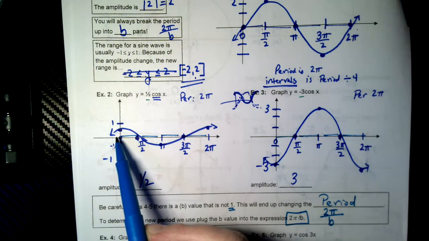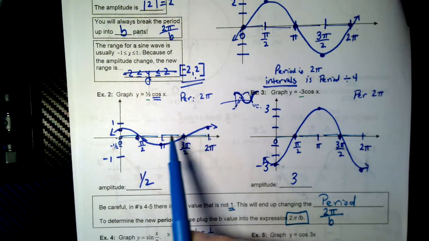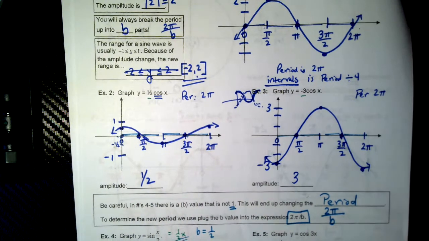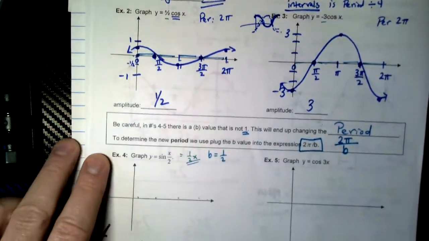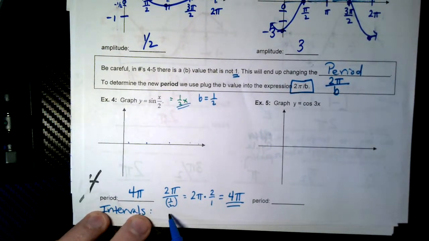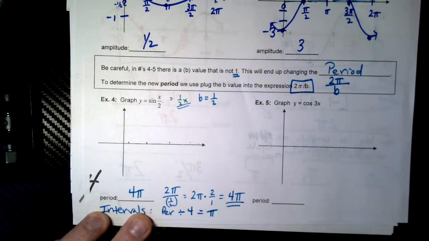It's 5 points when you count the beginning and the ending. 1, 2, 3, 4, 5. But spaces is 1, 2, 3, 4 spaces. The intervals is how long those spaces are. So the intervals are always found by taking the period divided by 4. Well, that's easy. Each one's going to be a length of pi.